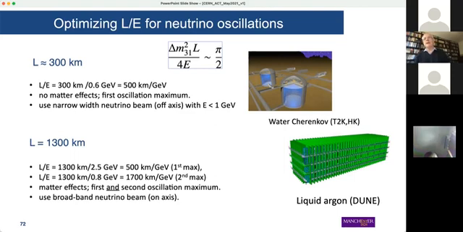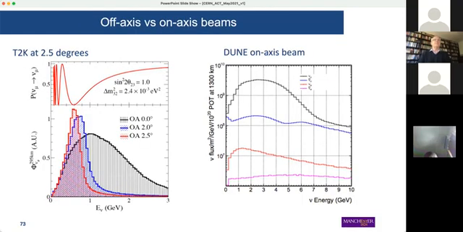This also has an impact, but this is more for tomorrow, on the reconstruction. At lower energies, you more likely build a water Cherenkov detector. For higher energies, it makes more sense to build a liquid argon detector. So this is how the beams look.